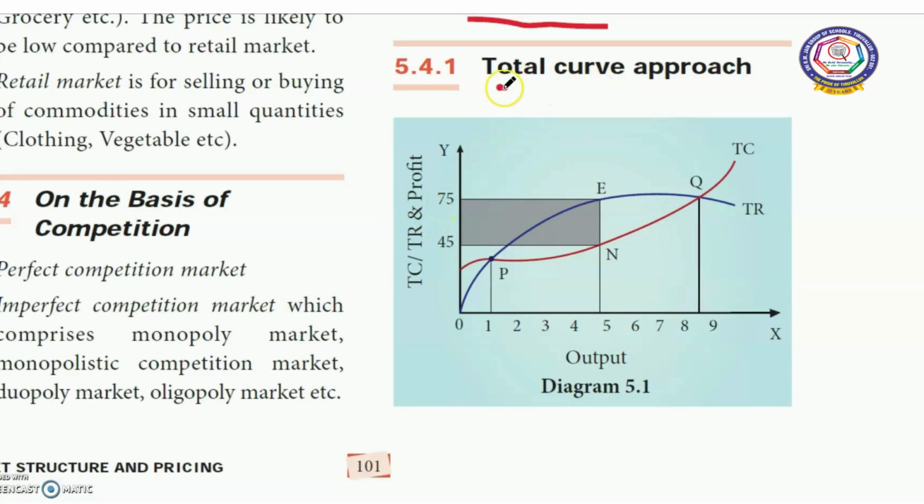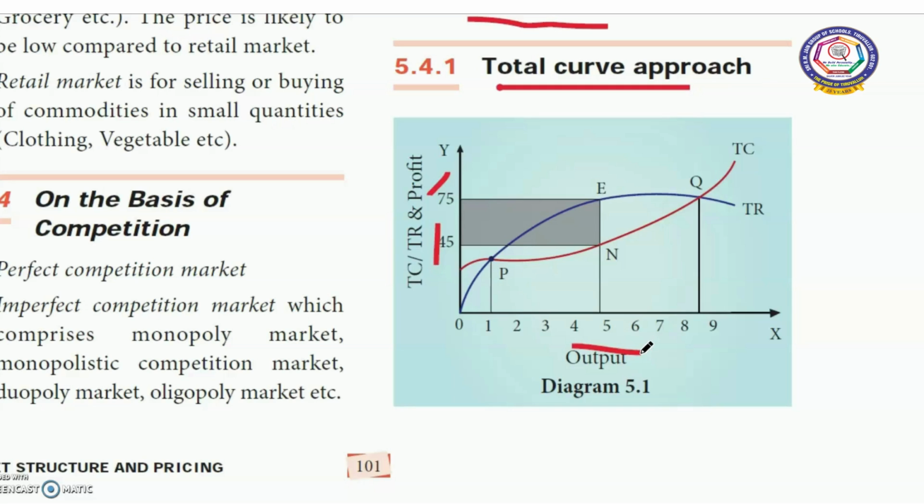Now, we are going to discuss about total curve approach, that is TC minus TR approach, with TC, TR and profit, and here output is given on the x-axis. Profit is obtained by a firm through the difference between total cost and total revenue. So, if a producer or a firm is investing 5 lakhs and the revenue they receive after selling is 8 lakhs, then the profit, total revenue minus total cost, that is 3 lakhs, will be the profit for the firm. For example, I explained it like this.